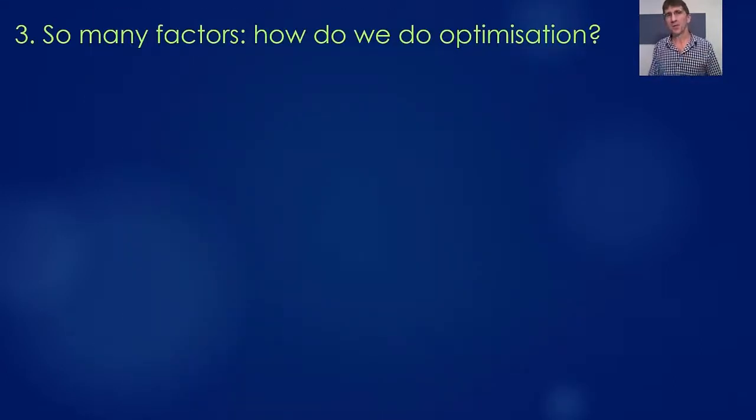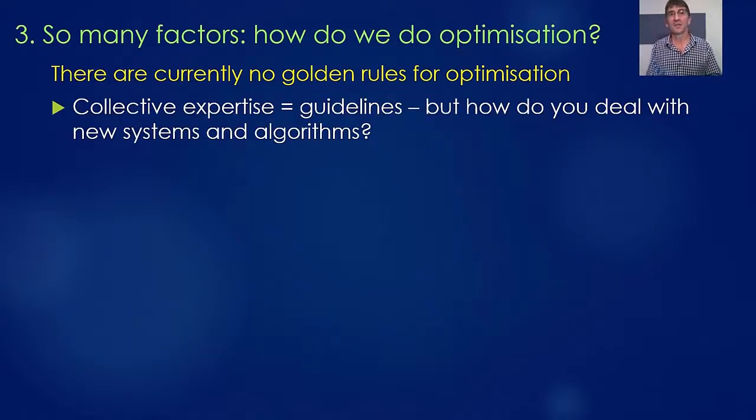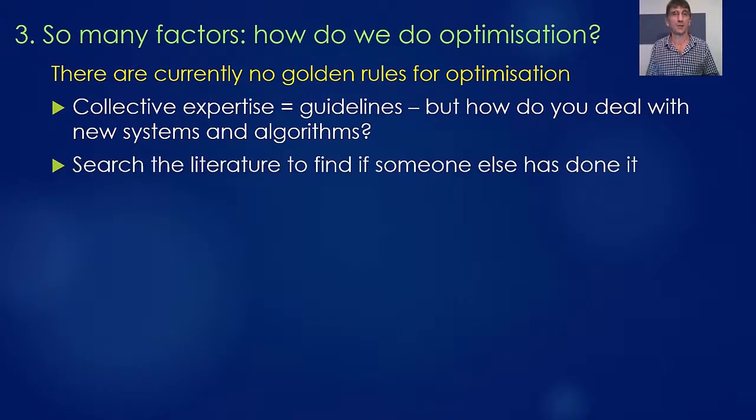So there are so many factors going into optimization. How do we deal with all of those? There's no golden rules for optimization. I've looked for papers, I've looked for the standard approach you take in textbooks and things, and I've never found anything. And I think it's just spread all across the literature as different approaches to doing it. You can think, okay, the collective expertise, go with the guidelines, but if the guidelines aren't up to date, it's actually not much use to us any longer, particularly these newer systems and newer algorithms.